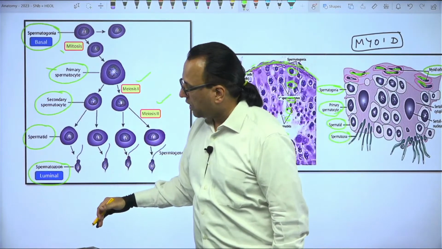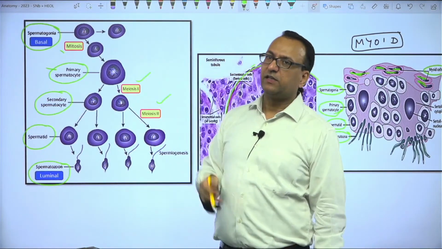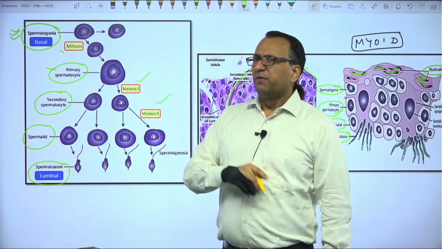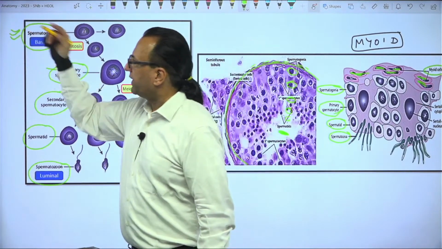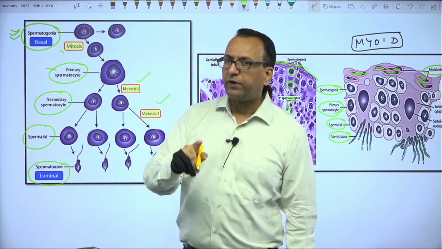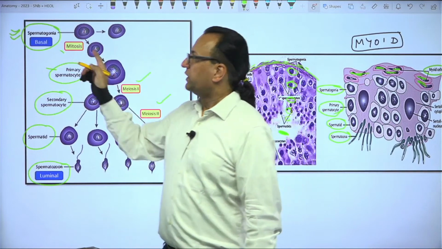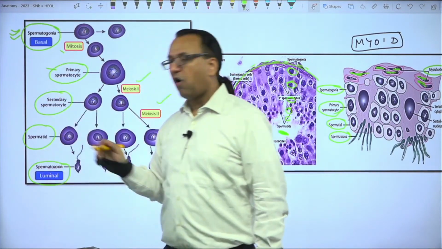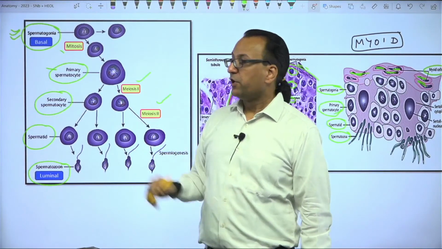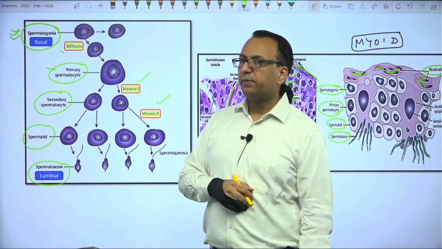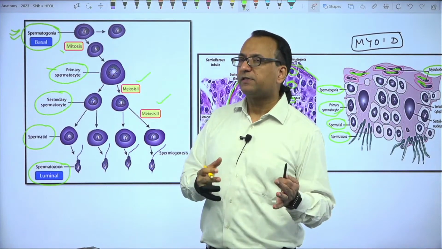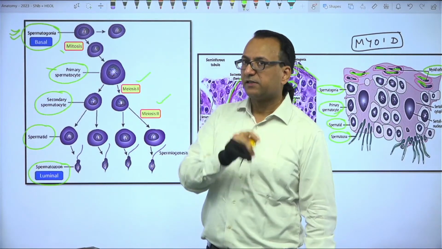So, which is the parent cell? Parent cell is primordial germ cell, but primordial germ cell would have formed spermatogonium. Primordial germ cell will form spermatogonium when? Only after puberty. Meiosis begins in males only after puberty, because primordial germ cell is dormant till puberty in males, not females.